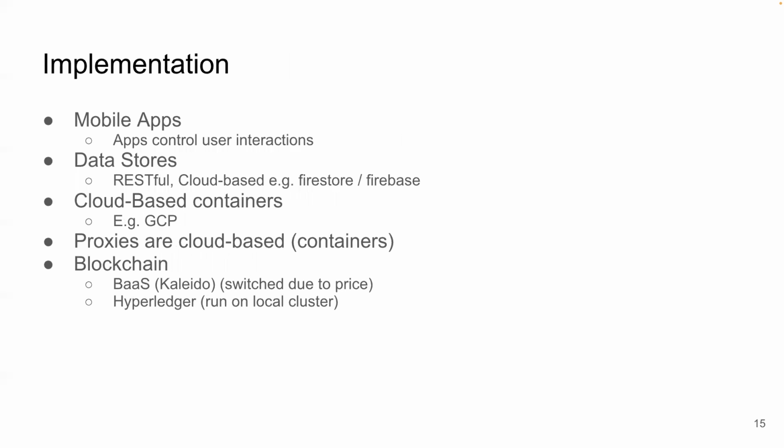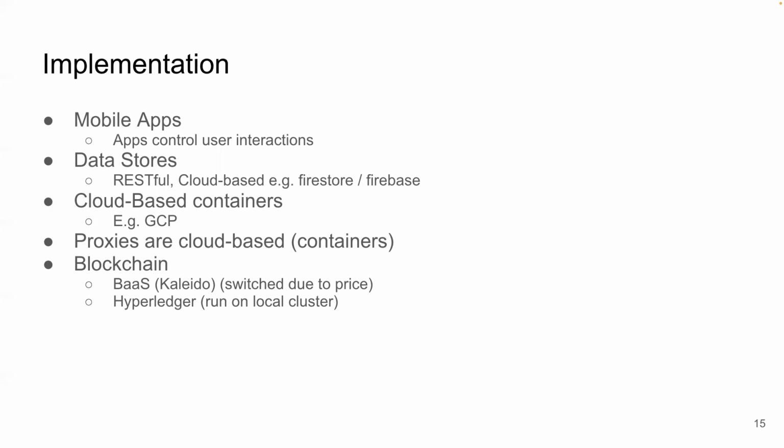In our implementation, we very much rely on all user interactions, data uploading, which is important in citizen science, and controlling how it is used being done via mobile apps. So we have a very good grip at that point. We assume all data stores are cloud-based, RESTful, like we use Firestore, Firebase. We will assume that all software runs inside of Dockerized containers. Can also be other container platforms, but containers are the ones which are important. And we use the Google Cloud platform. And we also assume the proxies are cloud-based.